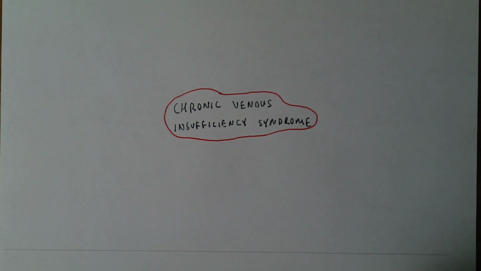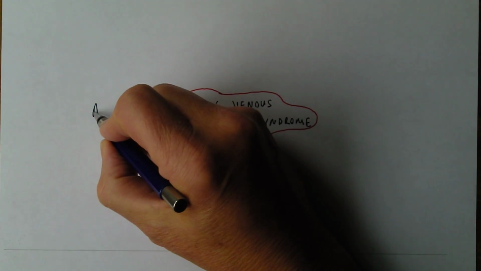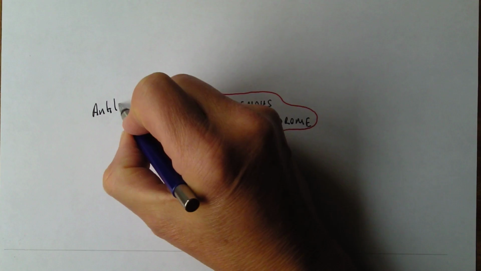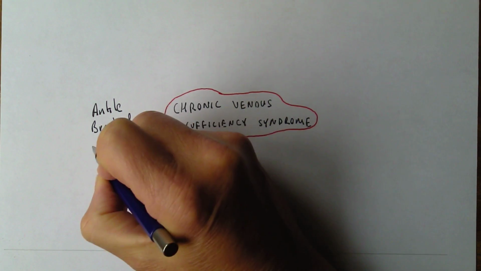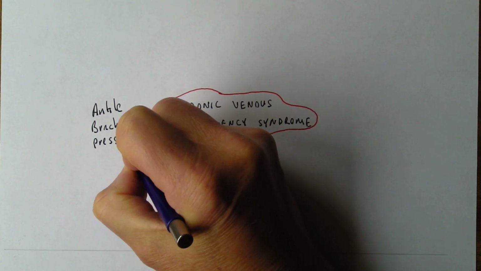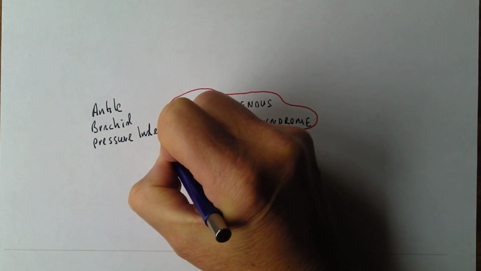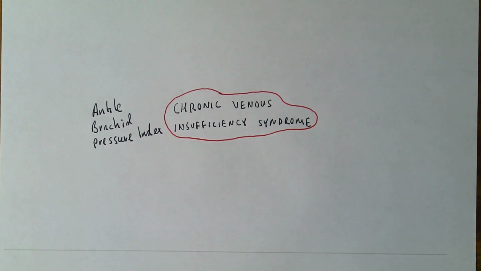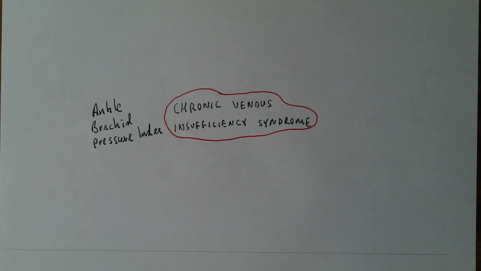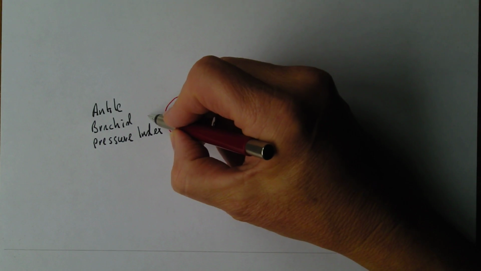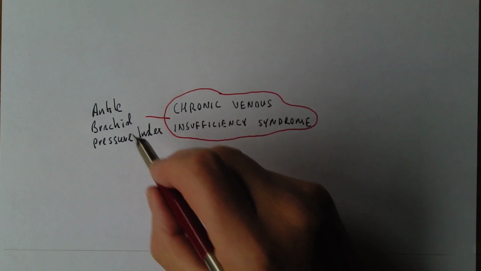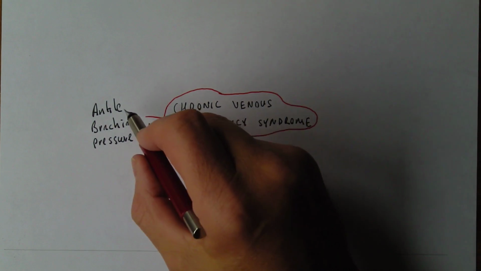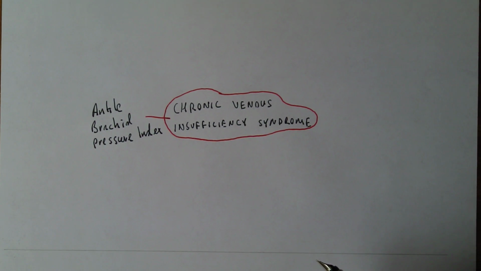Now the first thing I want to talk about is the ankle brachial pressure index. Now the ankle brachial pressure index is the ratio between the blood pressure in the brachial artery and in the posterior tibial artery in the ankle.